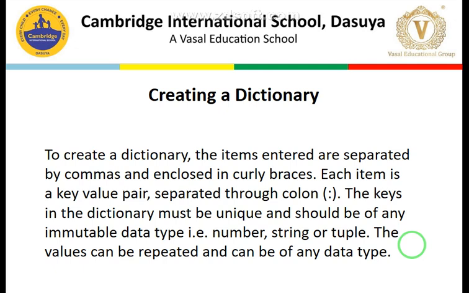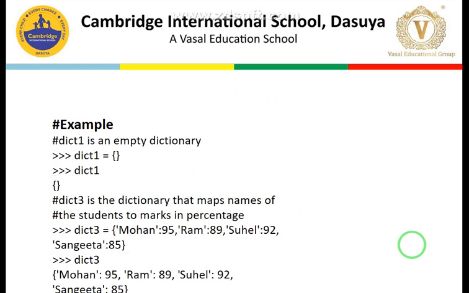The keys in the dictionary must be unique and should be of an immutable data type, that is, they can be numbers, strings or tuples. The values can be repeated and can be of any data type. So these are the basic points about the dictionary. So we will go to the applied part now. Before that, you can just have a look at the example.